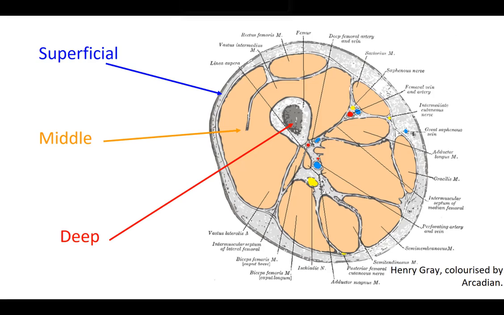We can also describe structures based on how close they are to the surface of the body. Here we have a cross-section of a thigh, which is the top part of the lower limb. Superficial means closest to the surface, whereas deep means further away, and middle means between a superficial and deep structure. So we have the skin, which is superficial to the femur bone, which is deep, and the muscle, which lies between them, is middle.